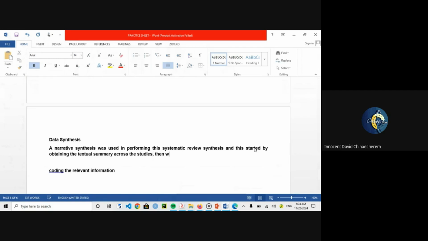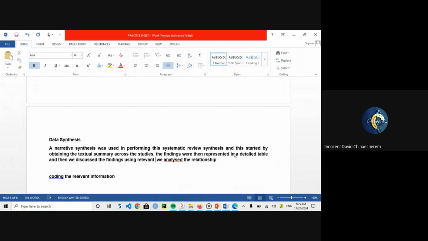Then we analyzed the relationships. Remember, after getting the textual summary of the studies, the findings were then represented in a table, and then we discussed the findings using relevant themes from the textual summary.